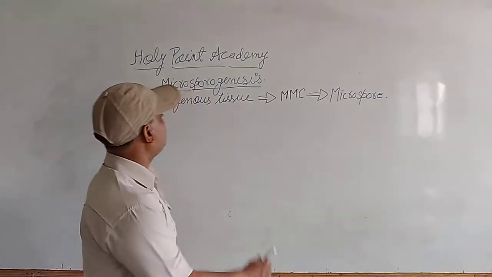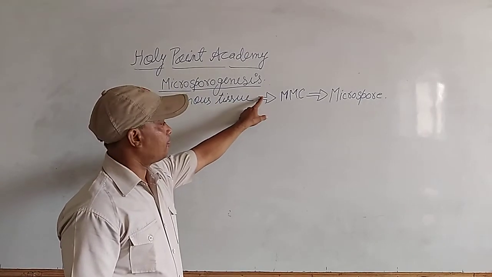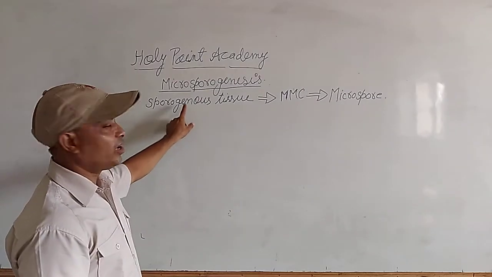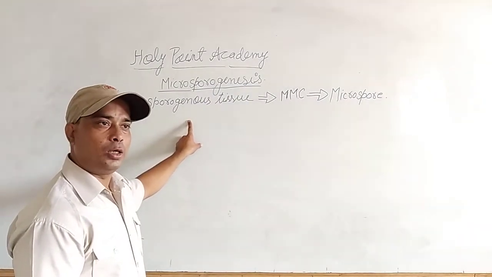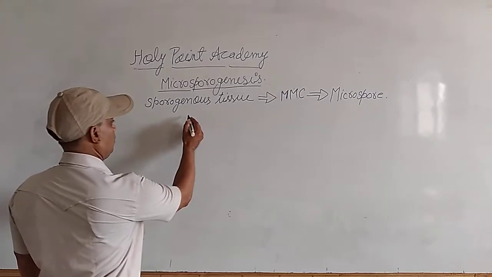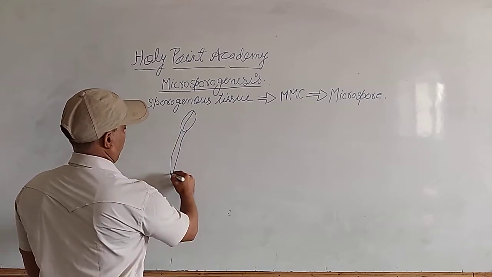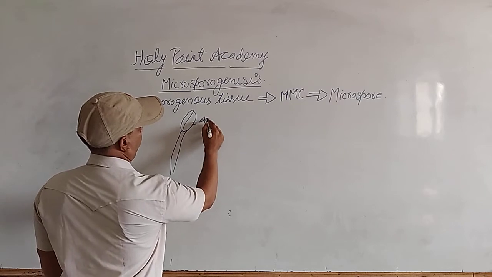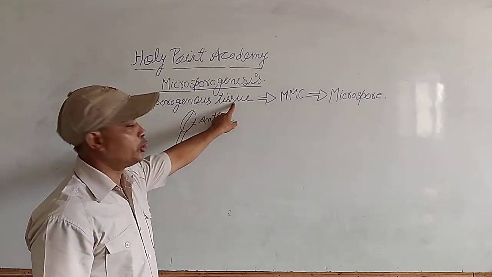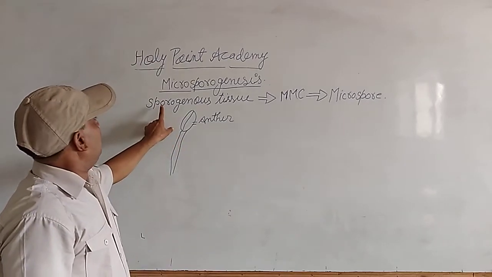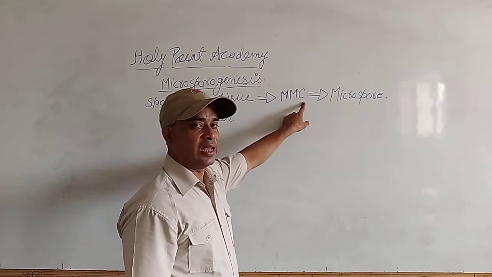In this module, we will discuss microsporogenesis. We know that pollen grains are produced in the anther. The anther is composed of sporogenous tissue. Every cell of sporogenous tissue has the potential to act as a microspore mother cell.